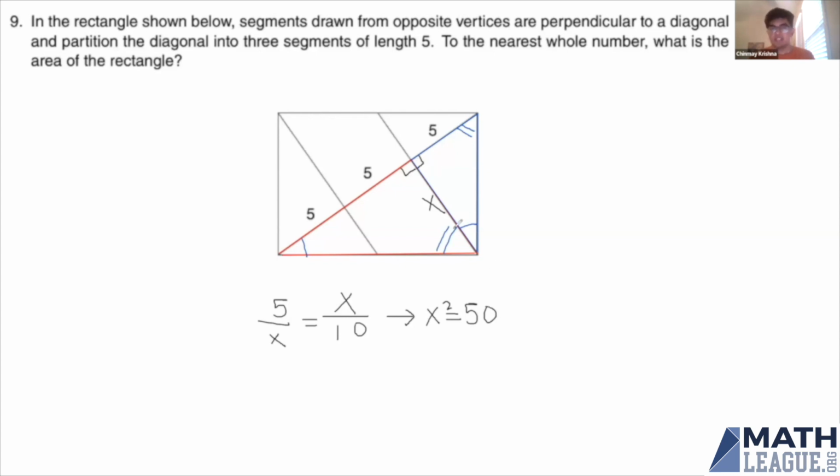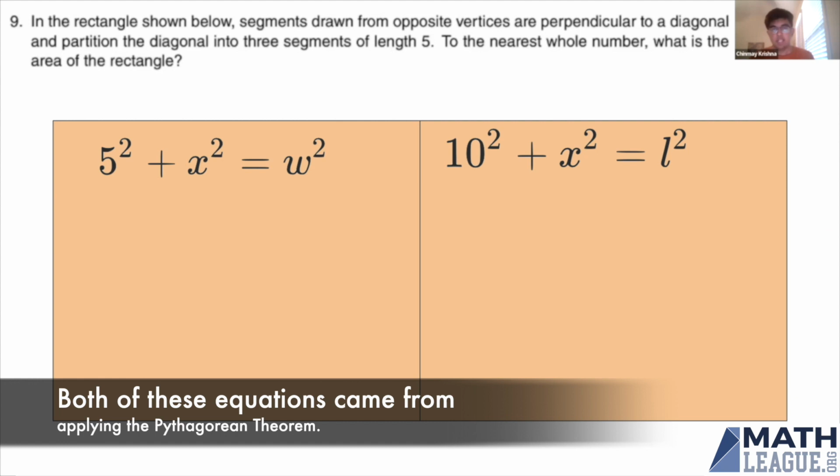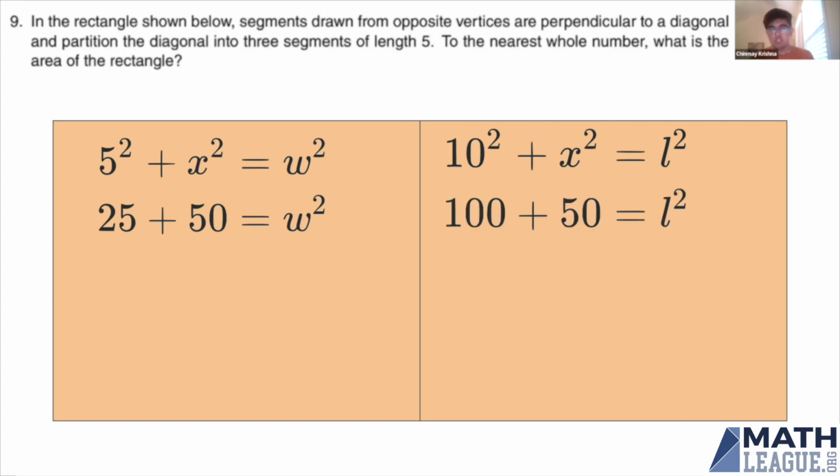So now that we have x, we can calculate the sides of the triangle. Let's call this the width, and let's call this the length. The width squared would have to be 5 squared plus x squared, so we have 25 plus 50 is equal to the width squared. Similarly, we can find the length. The length squared would be 10 squared, so 100, plus x squared, which is 50. So the length squared is equal to 150.